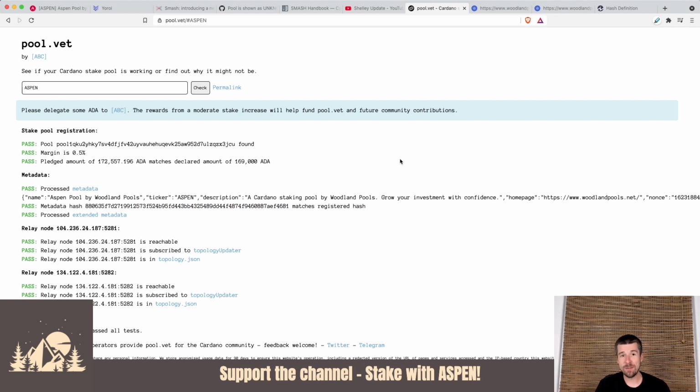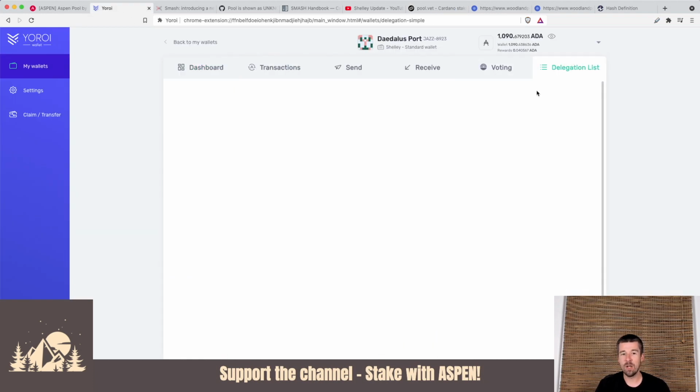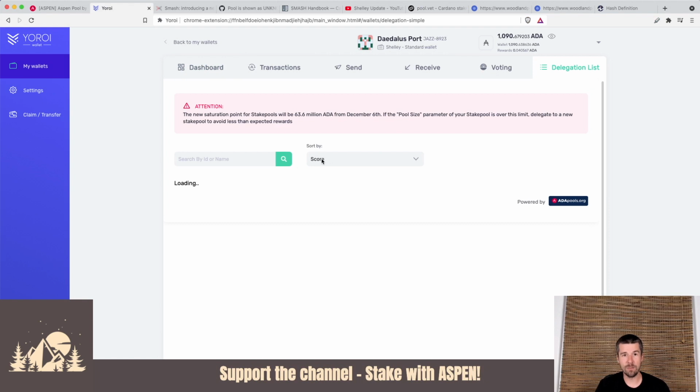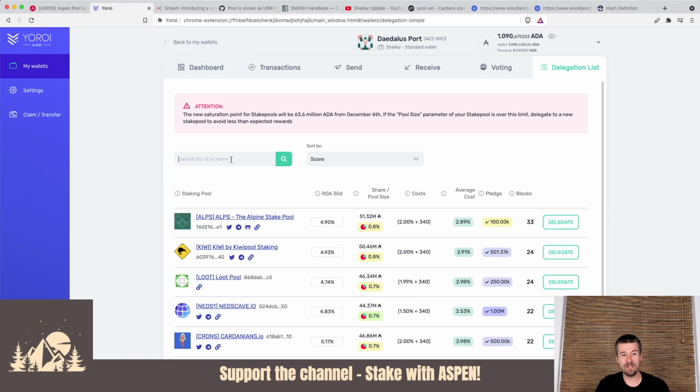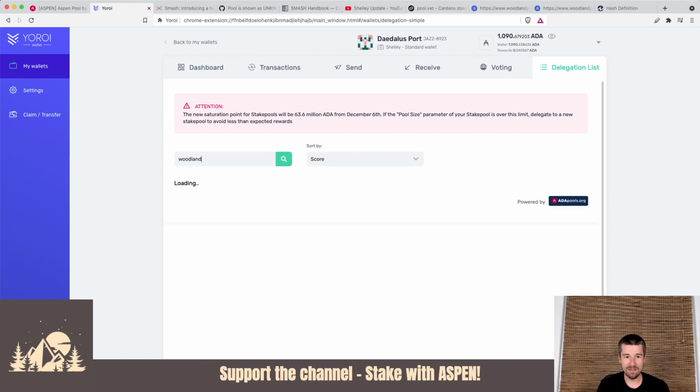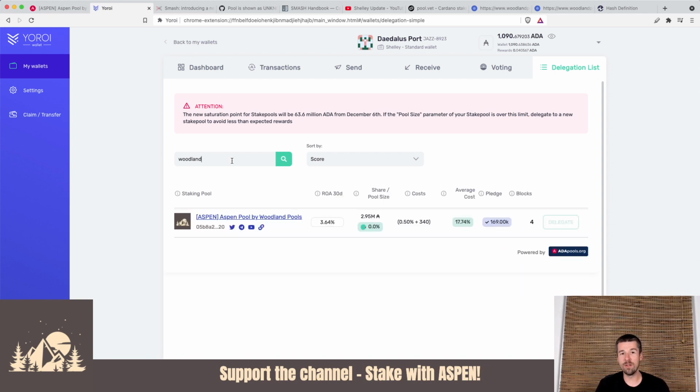Our change to the Aspen stake pool was a trivial one. We just changed our name from Aspen Pool to Aspen Pool by Woodland Pools. The reason we did this was that we knew there were people who would come to our channel, see Woodland Pools, and when they were looking to delegate, would type in something like Woodland, and before it wouldn't have pulled up. So we said, let's make this easier on people and change the name of the pool to Aspen Pool by Woodland Pools, so if they search for either Woodland or Aspen, it would still pull up.